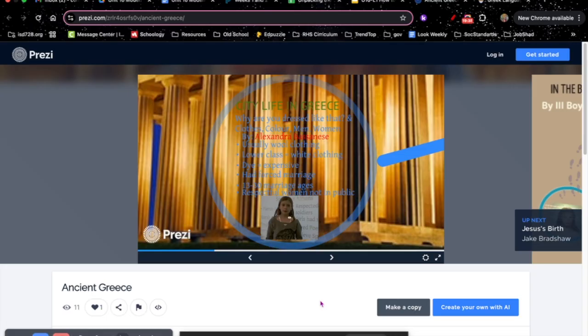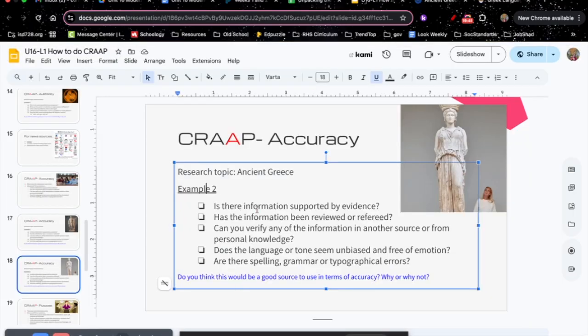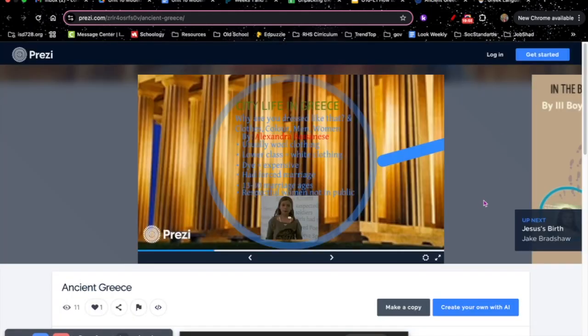First of all, there's not a lot of text, and second of all, whoever chose this background did an awful job because you can barely read it. So, do you think this would be a good source to use in terms of accuracy? Why or why not? I'm going to say no, because anyone can just make a Prezi.